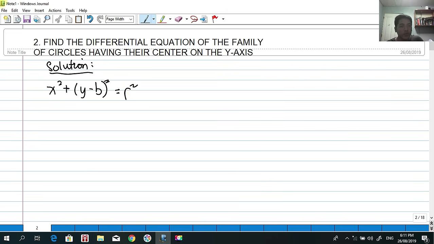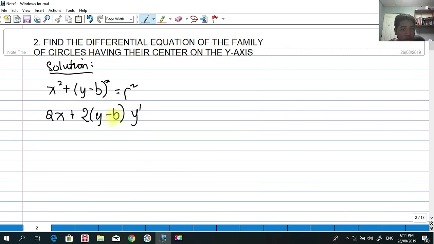So this means we're going to differentiate this equation twice. So let's try that. We have 2x plus 2(y minus b) y prime. Okay, we bring down the 2 there, then we copy the whole term here, but minus 1 here.